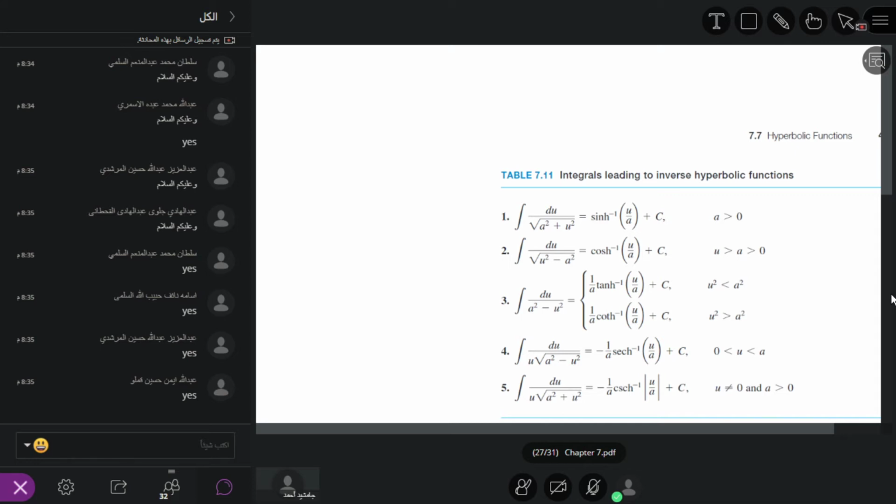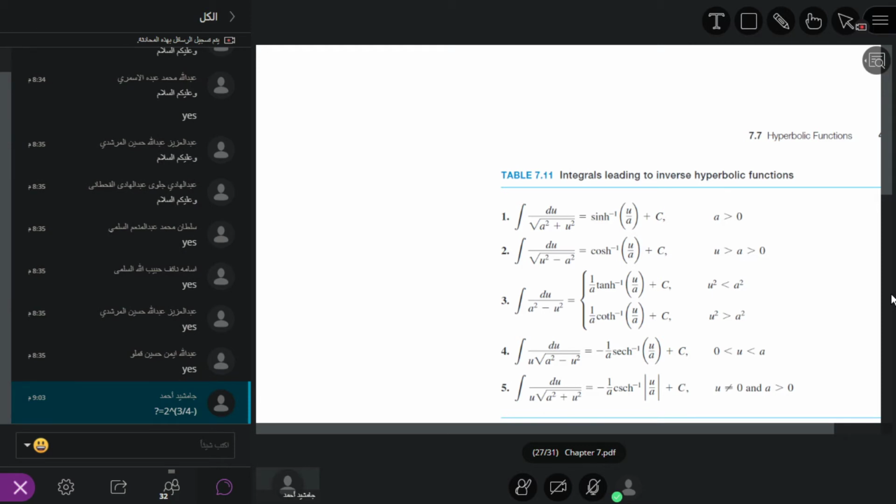Now if you see, sine hyperbolic x is equal to minus 3 by 4. So what is the square of minus 3 by 4? Students, I write inside the chat, minus 3 by 4. Square of this is equal to what? Square of minus 3 by 4 is equal to 9 by 16.